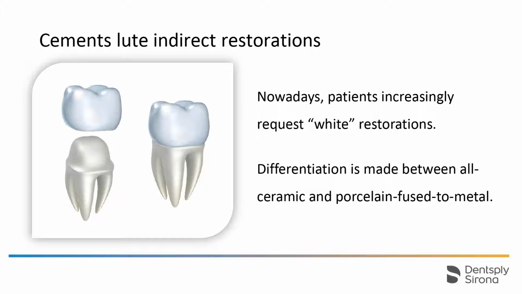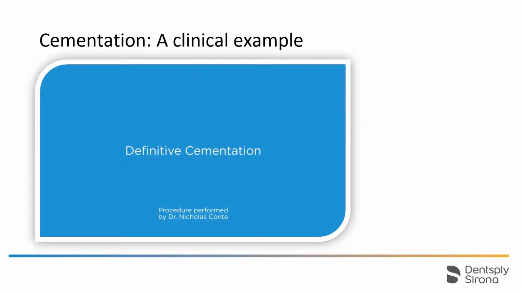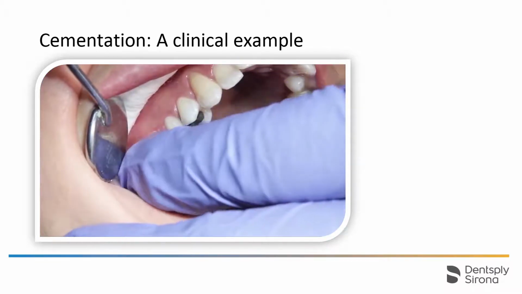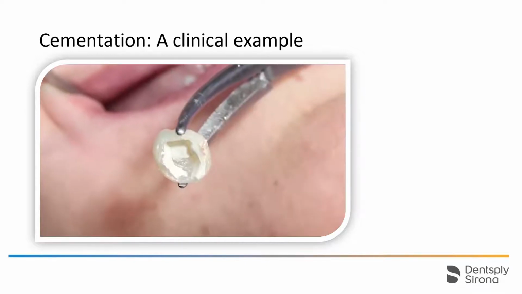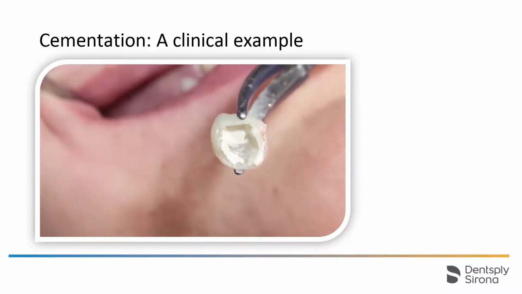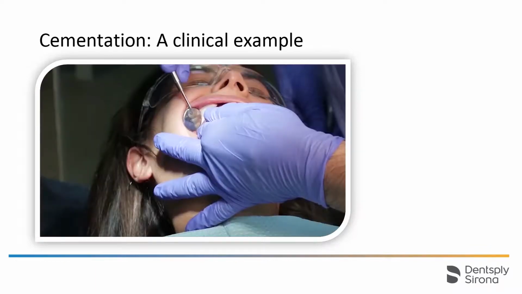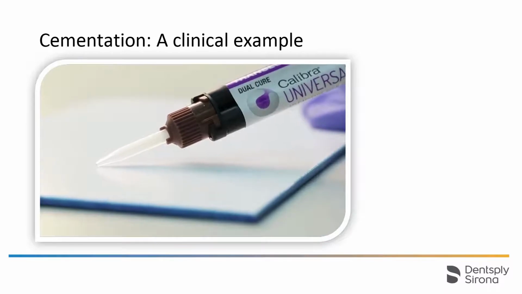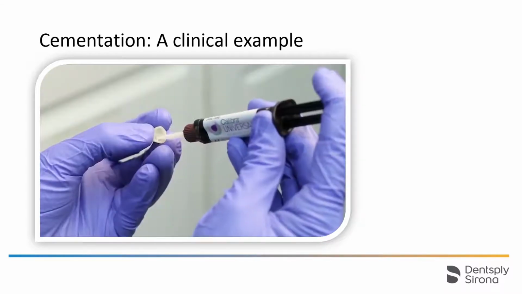The following video illustrates an example of the luting procedure of an all-ceramic single crown using a self-adhesive cement. In this video, a patient receives a full ceramic crown, which is placed using Dentsply Sirona's Calibra Universal. First, the provisional crown is removed. Much of the cement remains inside the provisional, which facilitates cleaning of the prepared tooth. After ensuring proper fit and occlusion, Calibra Universal is applied to the entire internal surface of the final full ceramic crown.